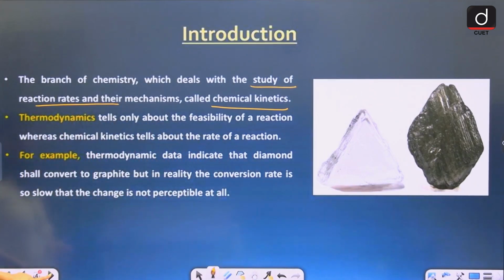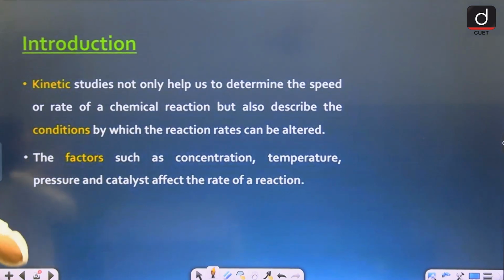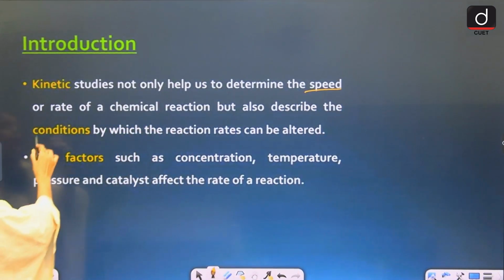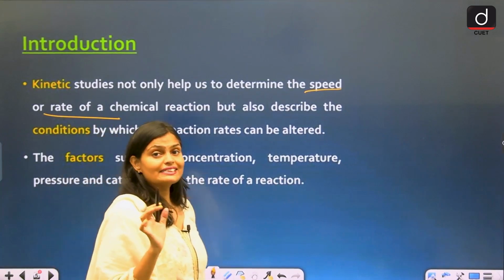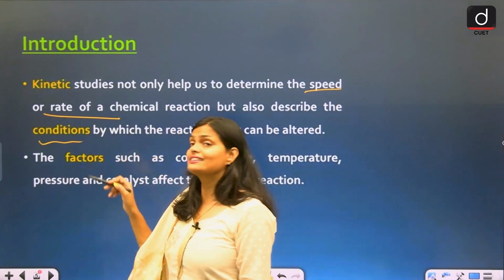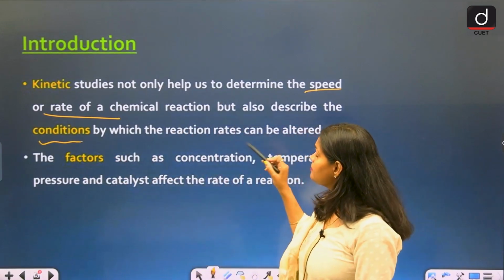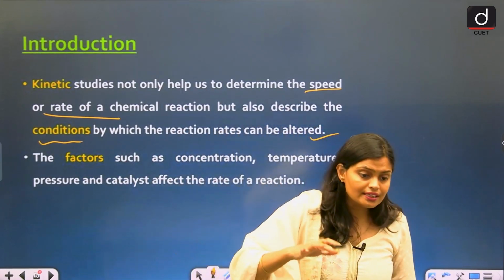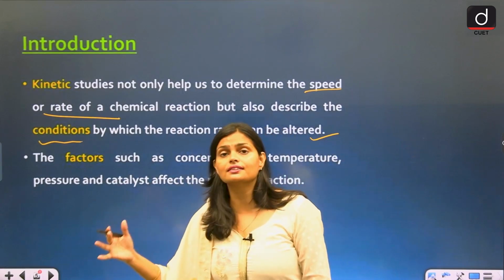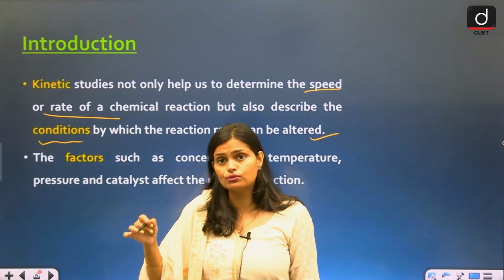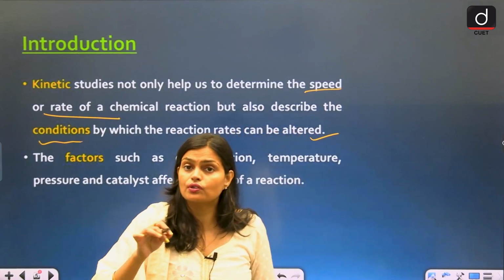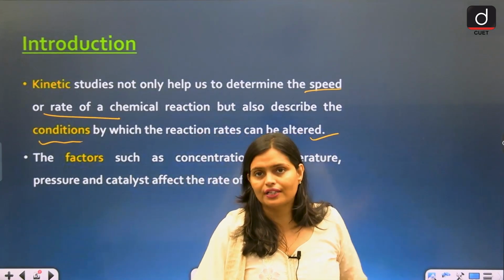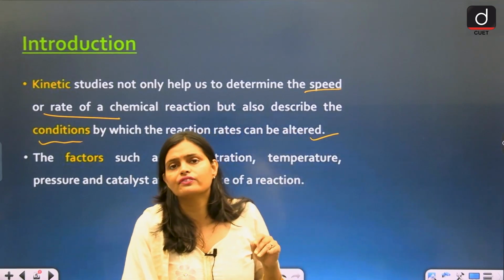Okay, so basically the study of chemical kinetics not only helps us to determine the speed of any chemical reaction or the rate of reaction, but it also describes the factors, the conditions, by which the rate of reaction can be altered. So in chemical kinetics, you are not only going to discuss the speed of a reaction, but also the factors which are responsible for affecting the rate of reaction. Just take an example. Suppose you have to reach your school or college, and the distance is suppose 5 kilometers from your house.